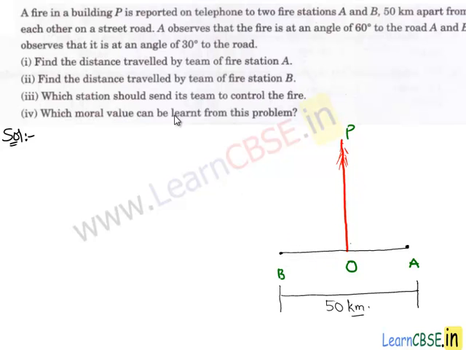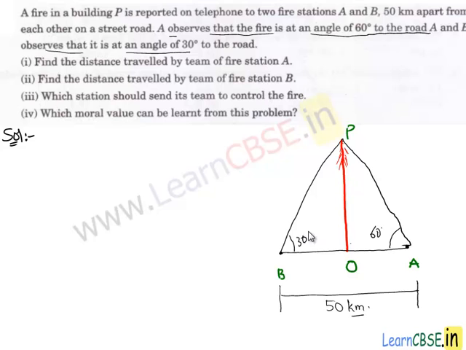So we move for further information. Here we are given A observes that the fire is at an angle of 60 degrees to the road. So the angle of elevation of A is 60 degrees. And we are also given B observes that the fire is at an angle of 30 degrees to the road. So this angle is equal to 30 degrees. As angle of elevation of observer A 60 degrees is greater than angle of elevation of observer B, which is 30 degrees, we can say that the observer A is nearer to the building.